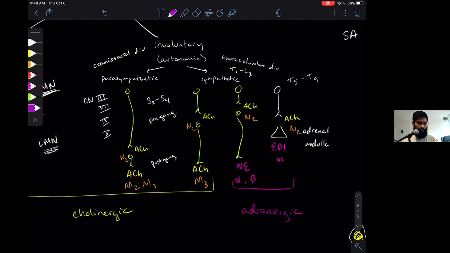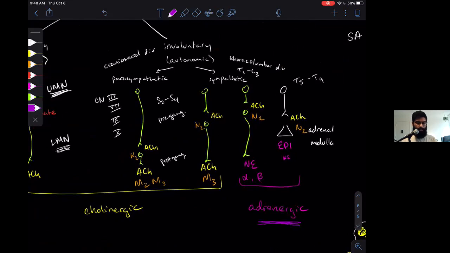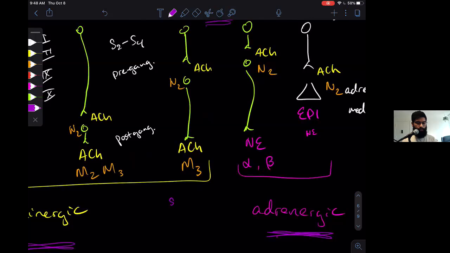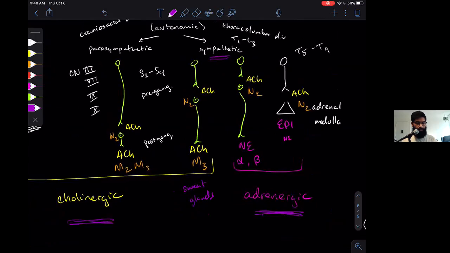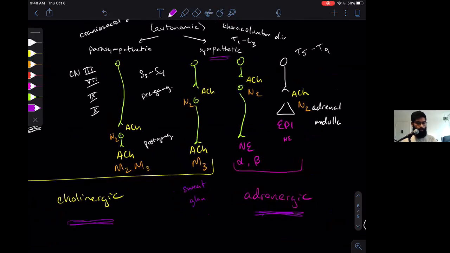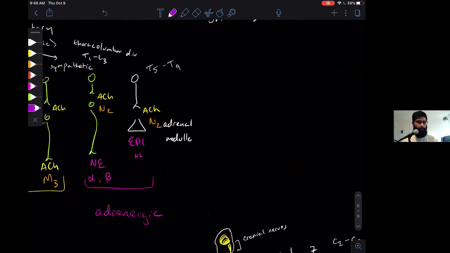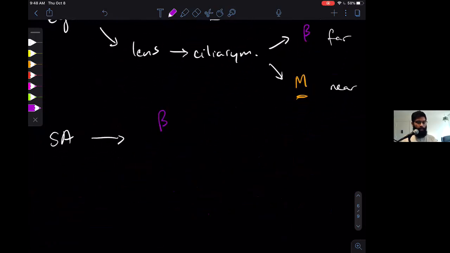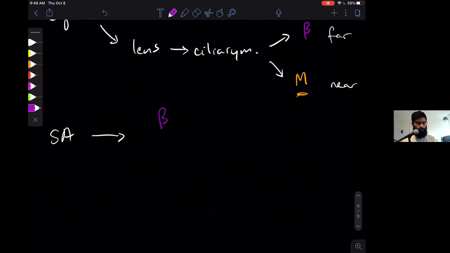Where I'm getting that from is if it's adrenergic, it's primarily going to be sympathetic. If it's cholinergic, it's primarily going to be parasympathetic, aside from sweat glands. Sweat glands are pretty much the only thing that is cholinergic from the sympathetic standpoint. So when I say, oh, that's an M2 or M3, it's cholinergic, it's probably going to be parasympathetic, right? If I see it's alpha or beta, I'm going to say, oh, okay, that's adrenergic, it's probably going to be sympathetic, right?